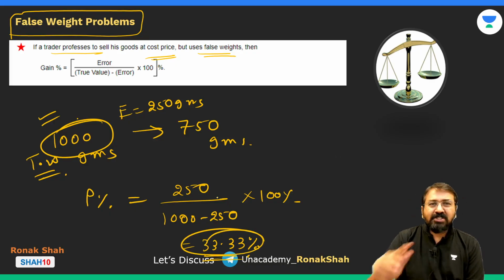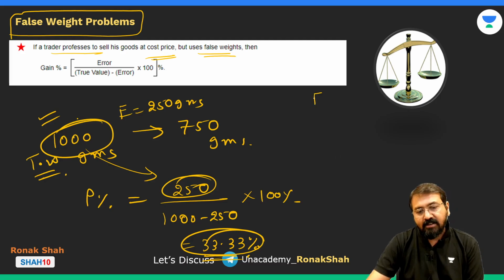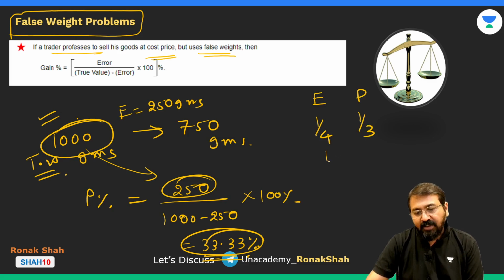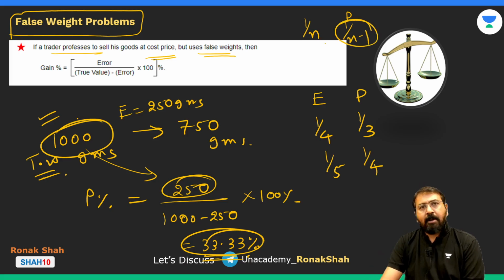Okay, so just remember one thing. 250 grams is what fraction of 1000 grams? Can I say error is 1/4? Then profit is 1/3. If error is 1/5, profit will be 1/4 and so on and so forth. So in general, if error is 1 by n, profit will always be 1 upon n minus 1, in terms of fraction. So remember this and you will be able to answer questions very quickly.